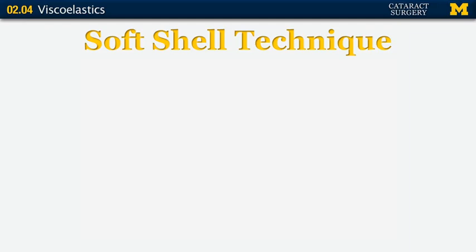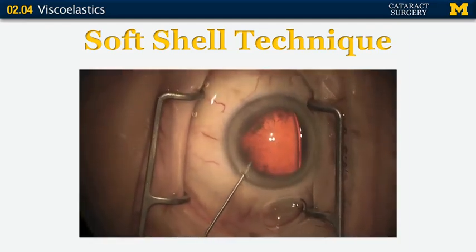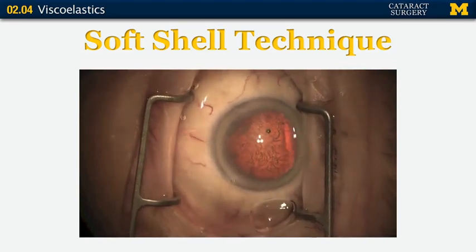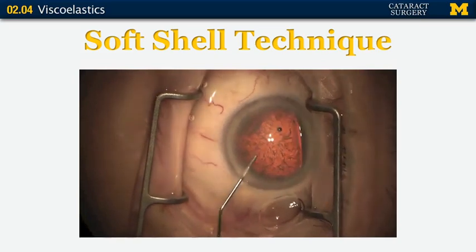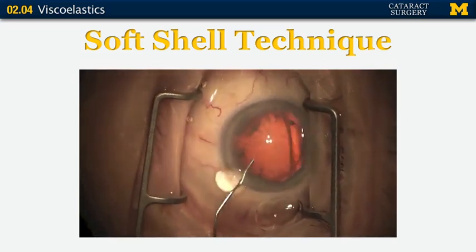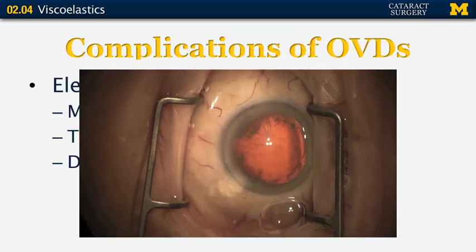So let's just watch a little video of me doing the soft shell technique, which basically is the two videos you watched 2 seconds ago. Here goes my dispersive agent, my Viscoat, and here comes my cohesive agent, pressing all of my dispersive agent up next to the endothelium and making a nice space for me to maneuver.